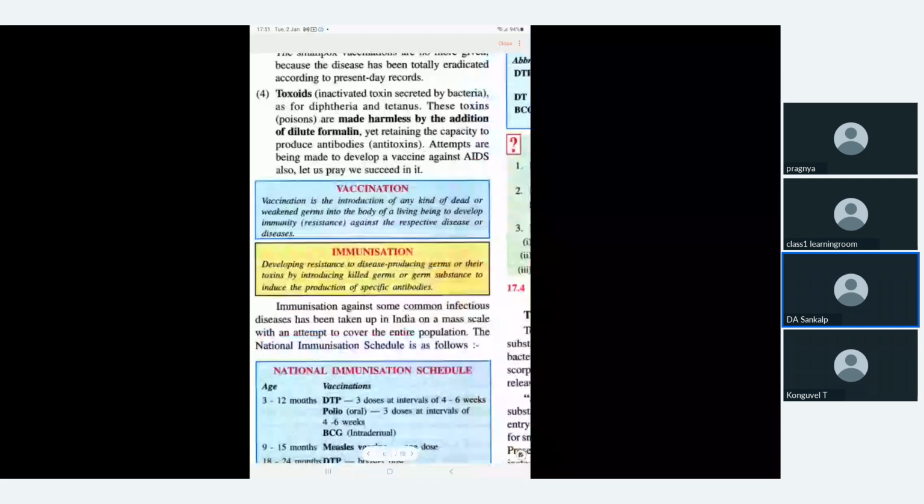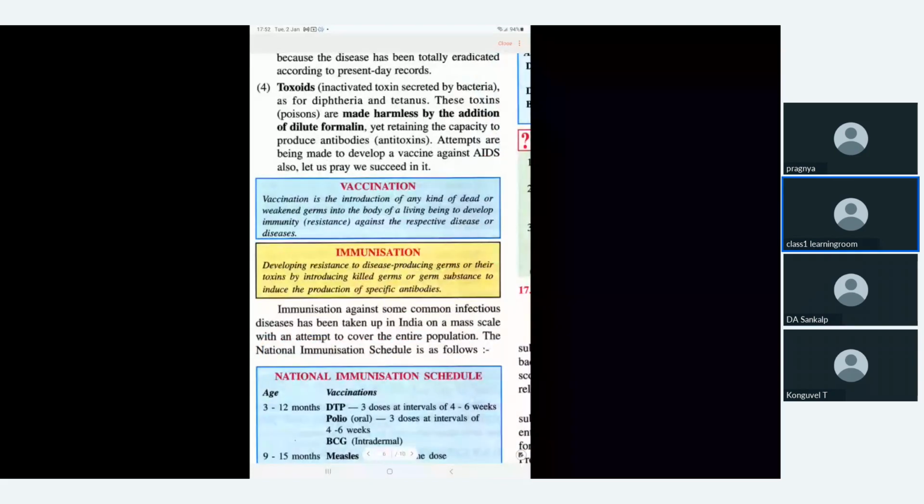Vaccination is the introduction of any kind of dead or weakened germs into the body of a living organism to make the organism develop its immunity. That's vaccination: boosting immunity by introducing a vaccine. What is immunization? It makes the body respond well. That's called immunization. So you should understand the basic difference between vaccination and immunization.